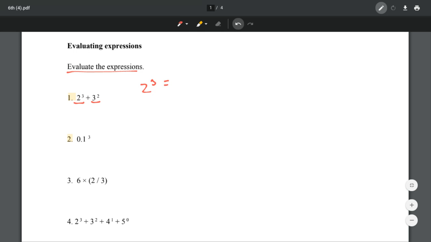So then what is 2 to the power of 3? Well, it's 2 times 2 times 2, right? And we know that's 8. And then how about 3 to the power of 2? That is 3 times 3, and we know that's 9. So what we're actually doing is 8 plus 9, which is 17.